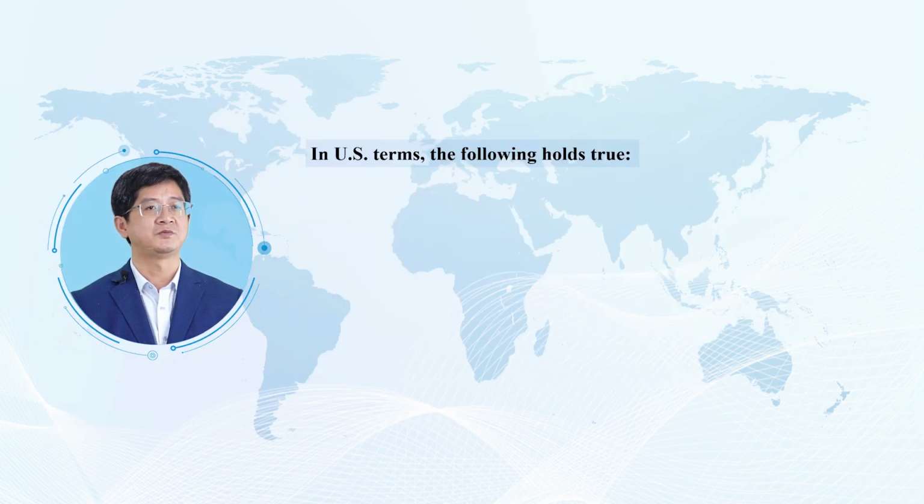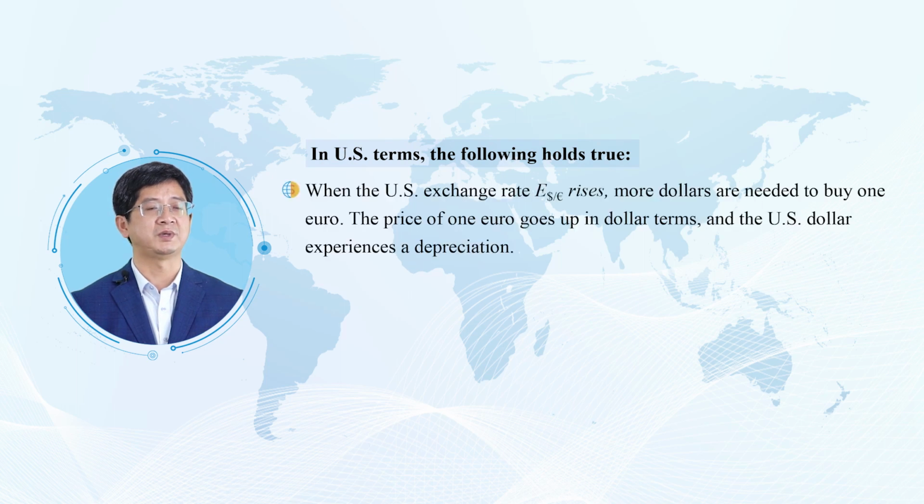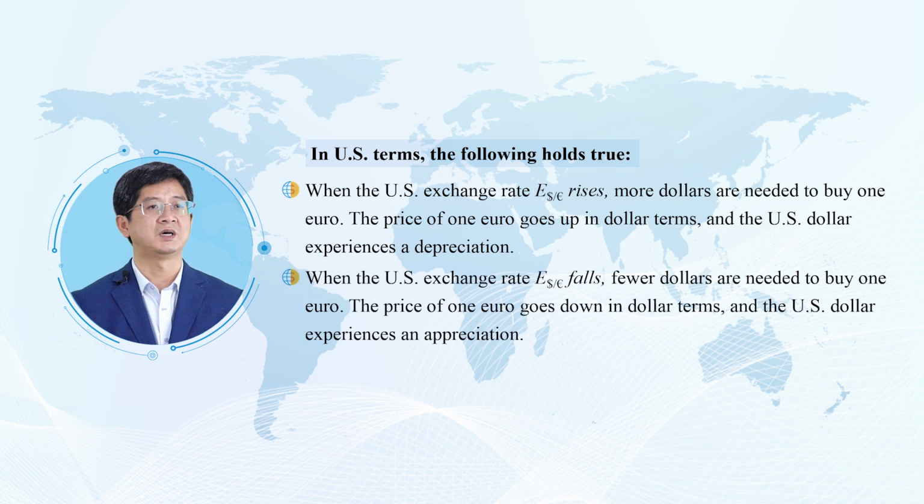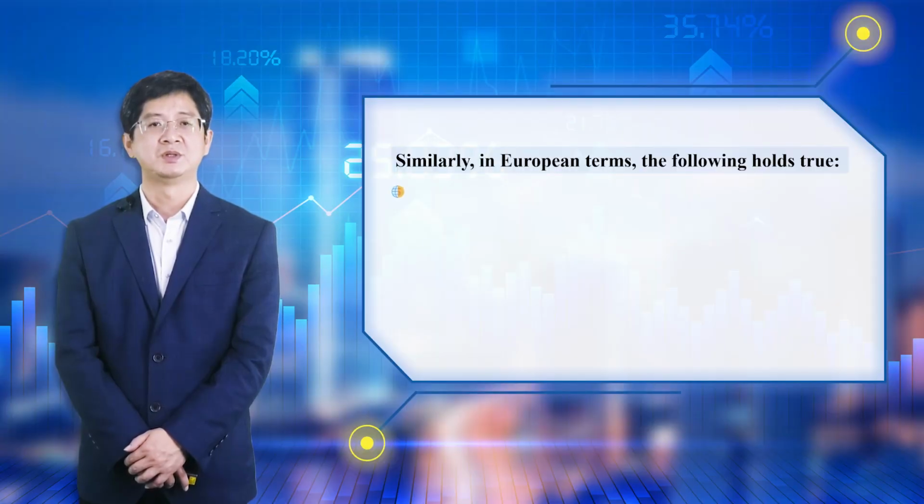In US terms, the following holds true. When the US exchange rate rises, more dollars are needed to buy 1 euro. The price of 1 euro goes up in dollar terms, and the US dollar experiences a depreciation. When the US exchange rate falls, fewer dollars are needed to buy 1 euro. The price of 1 euro goes down in dollar terms, and the US dollar experiences an appreciation.